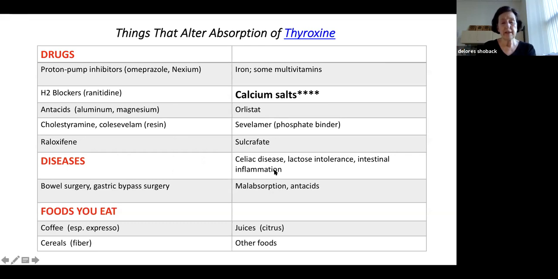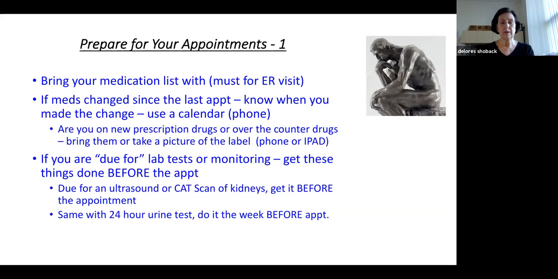Then diseases, anything that affects the intestine or surgery on the intestine can affect thyroxine absorption. And then foods, and I think this is something we don't always realize. Coffee can affect the absorption of thyroxine. So when you're taking your thyroxine in the morning, don't take it with coffee, take it with plain water, espresso particularly, okay? And then cereals, the fiber in cereals can alter the absorption, and then the citrus juices and other foods. So you want to take that thyroxine if you possibly can on an empty stomach with plain water.